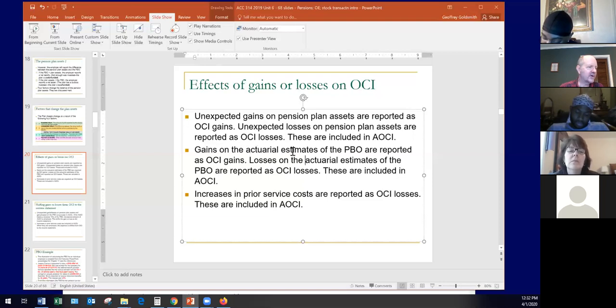So if the actuary's calculations show that they owe less money, that's a gain. If the actuary's calculations show that they owe more money, that's a loss. Those gains and losses are not reported on the employer's income statement. They're shown as other comprehensive income in the statement of comprehensive income. And then they don't change retained earnings, they change accumulated other comprehensive income.